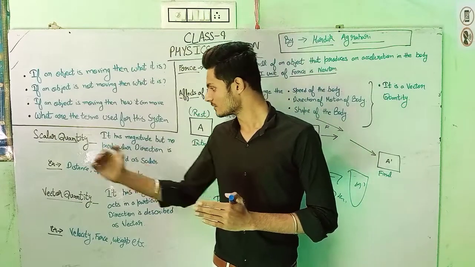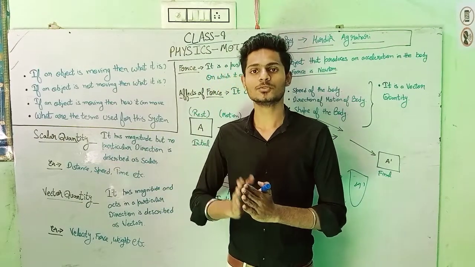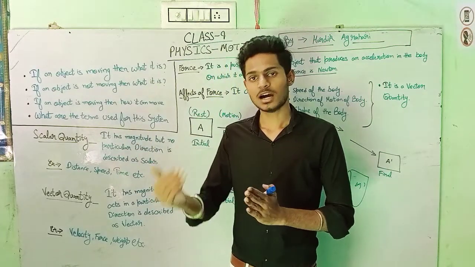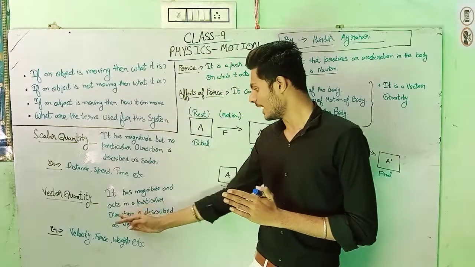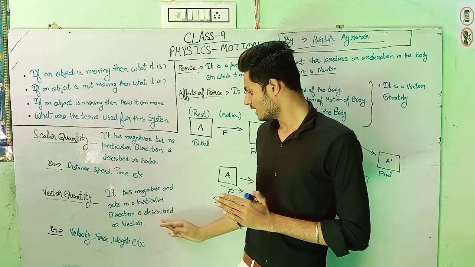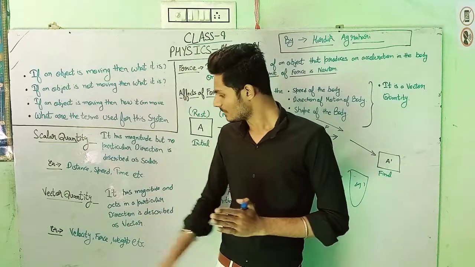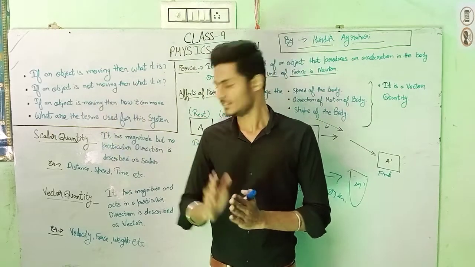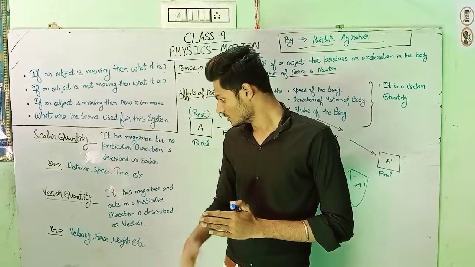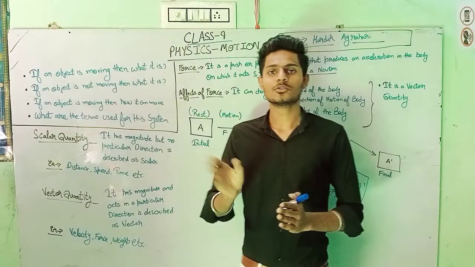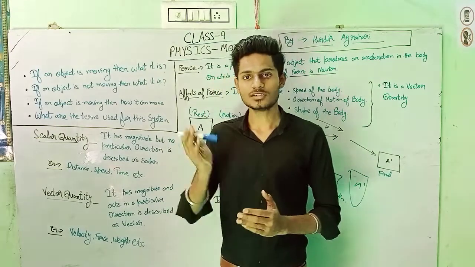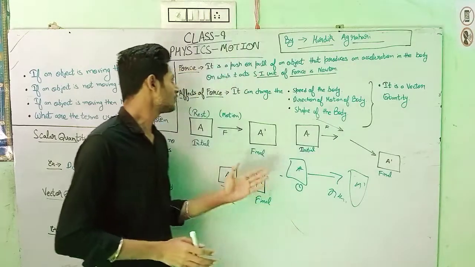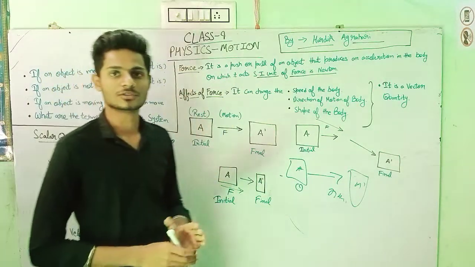And if we are using magnitude along with direction, then that quantity is a vector quantity. It has magnitude and acts in a particular direction, and is described as a vector. What are the examples? Velocity: the car has moved at 8 km/h towards east. Force: 8 Newton force applied towards south, towards bottom. Weight, etc.